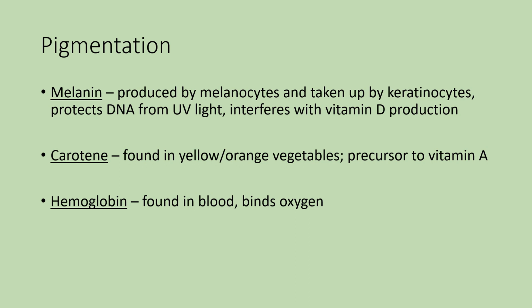Another thing that is involved with pigmentation in skin is carotene. Carotene is found in your yellow and orange vegetables. It gives it that yellow-orange color, like pumpkin, squash, sweet potatoes, yams, things like that. Carotene is important in terms of it is a precursor to making vitamin A. You do need vitamin A. It does assist with the process of allowing you to see. So your mom was right. She said you had to eat your carrots because that would help with your vision.